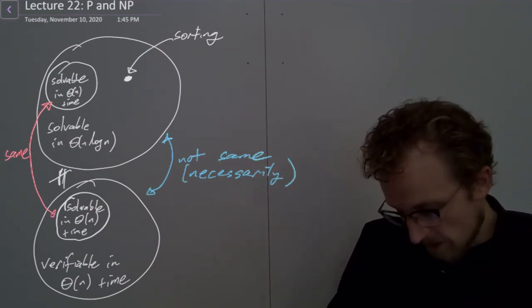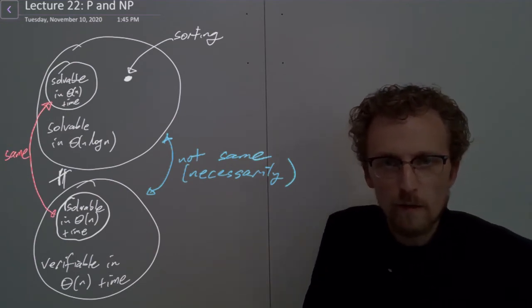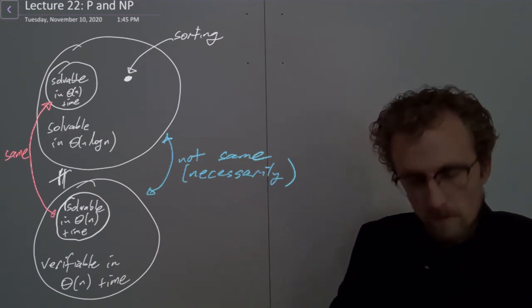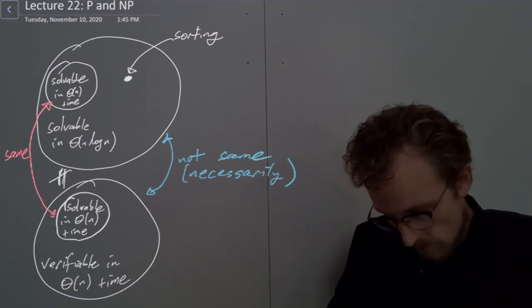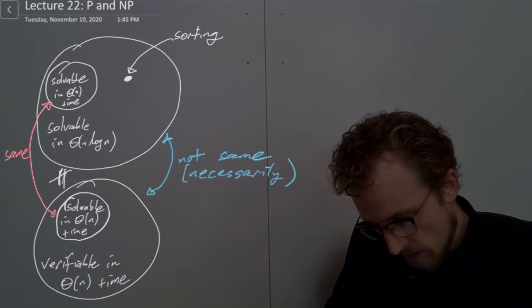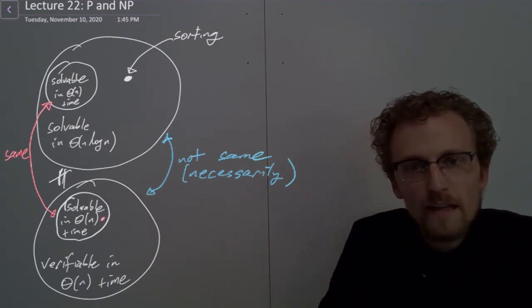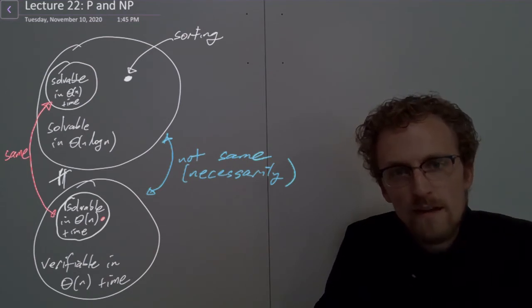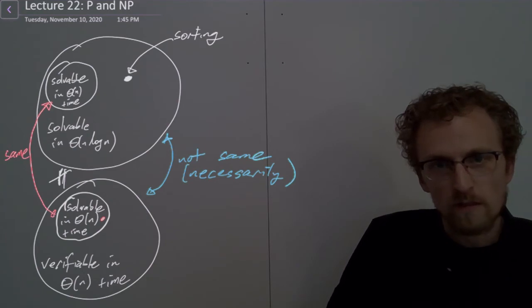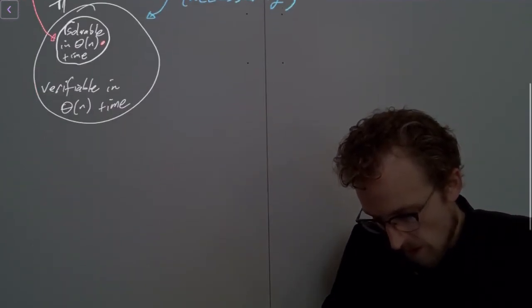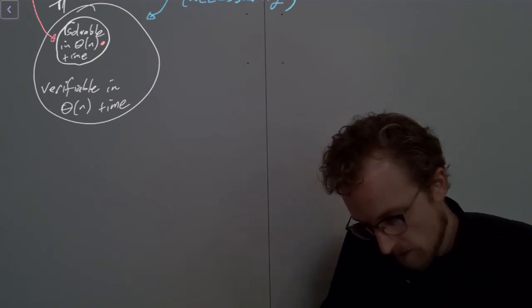Notice that the inclusion in the bottom Venn diagram has to be this way. If I have a problem that I can solve in linear time, in other words, a problem that is in this inner set, then the fact that I can solve it in linear time necessarily means that I can verify its correct solutions in linear time. Let me write that down. That's quite important, and that'll come back again and again in this part of the course.